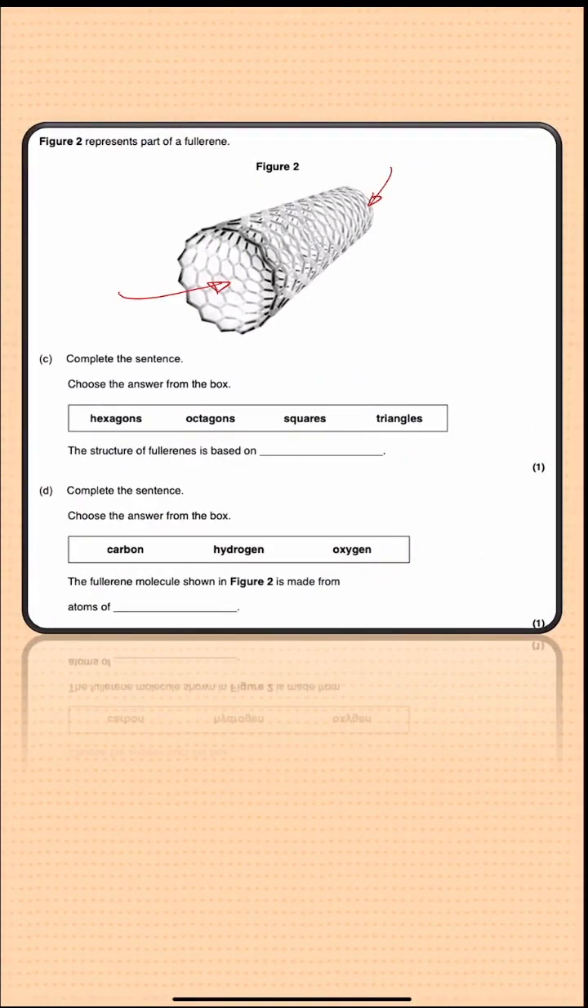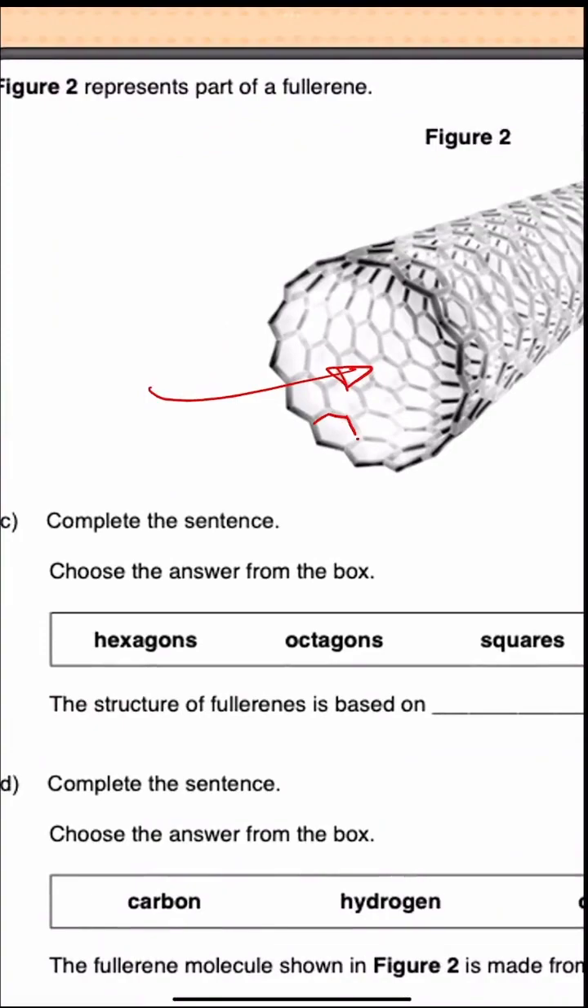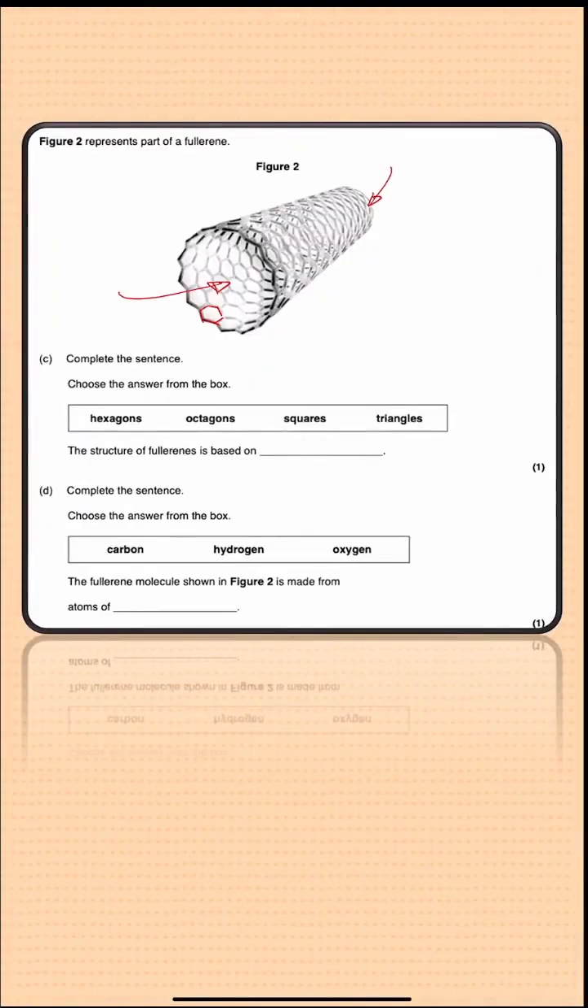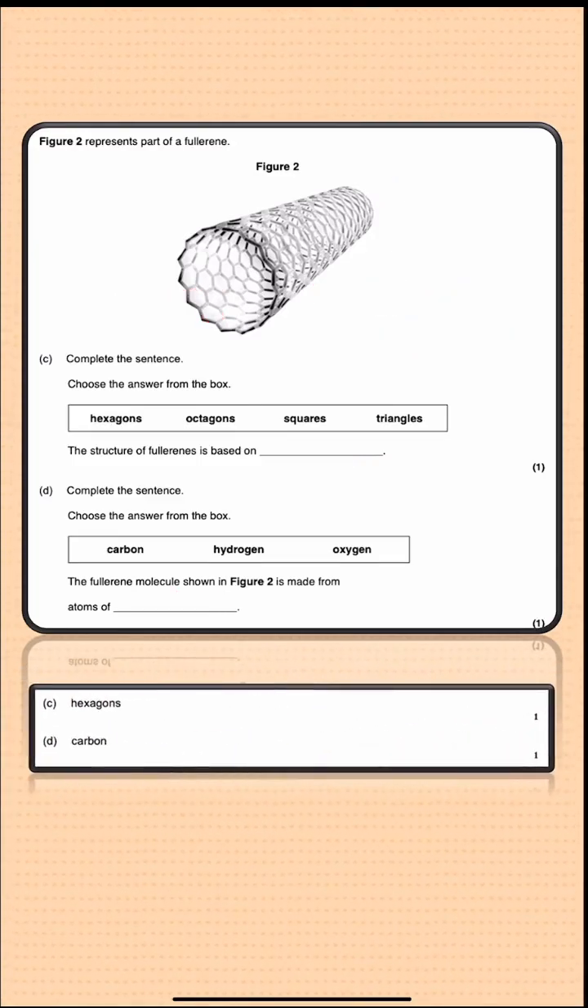The structure of fullerene is based on, what do you guys think? Hexagon, octagon, squares, or triangles? You can see, looking at the shape here, 1, 2, 3, 4, 5, 6. The answer for this one's going to be hexagon. Amazing. And next one, the fullerene molecule shown in figure 2 is made of atoms of carbon, hydrogen, and oxygen. Remember, all of these are allotropes of carbon. Yeah, well done, guys. So the answer is carbon. Hexagons, carbon. Yep, we got all the marks there.